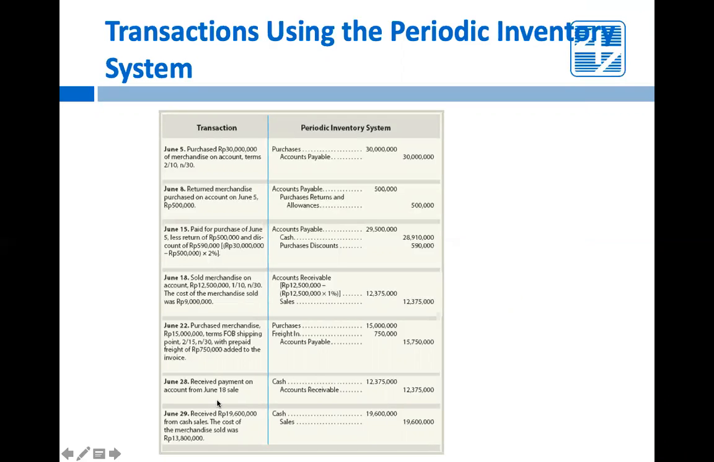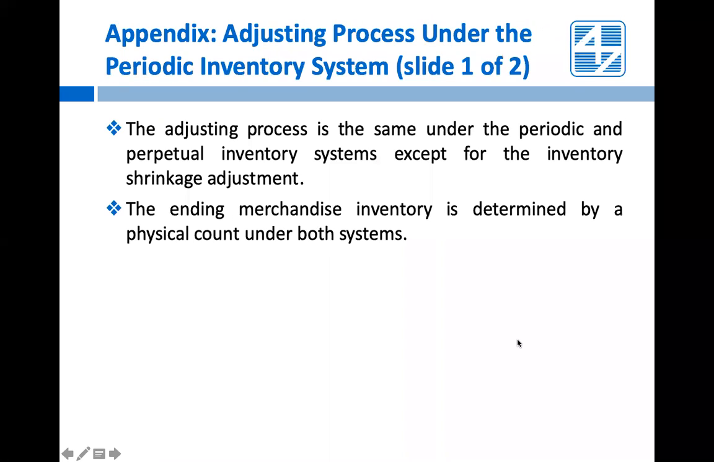Okay, receiving payment from the sales is usual. We debit cash and we credit account receivable. The last one here, receive 19 million from the cash sales, so debit cash and credit sales. Nothing different. The difference is when we record the purchases. The purchase discount and the purchase return are recorded separately, and we don't have the merchandise inventory account.